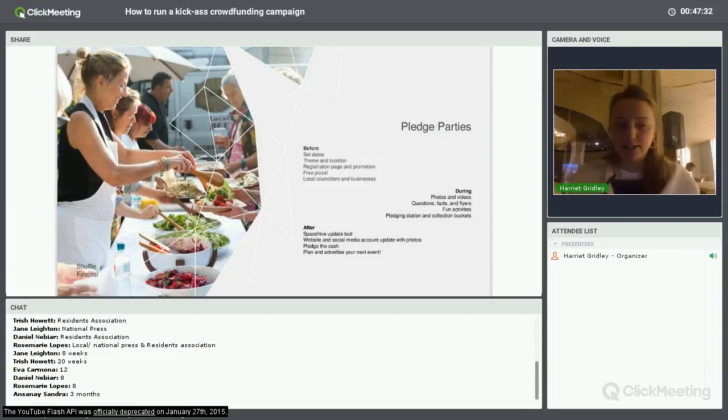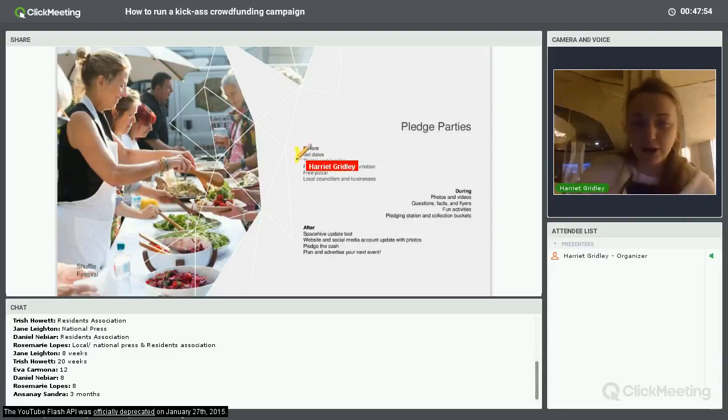The thing with pledge parties is, imagine you have a cake sale and you raise lots of cash. You can pay the cash into your bank account, and then you can pledge it to your project page so that it appears as a donation from your certain event. So although crowdfunding is an online thing, we always recommend doing this.